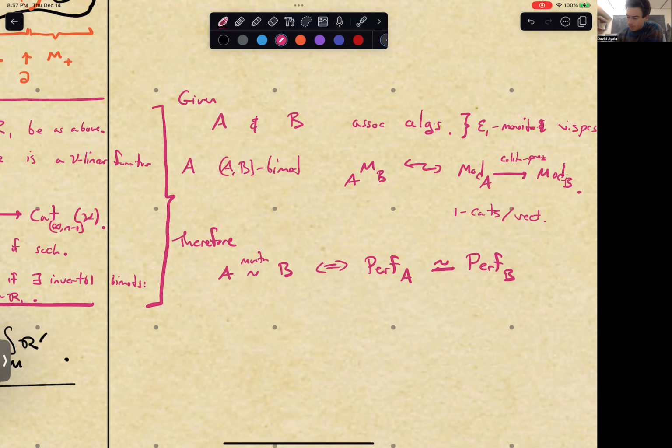So this is kind of like the alpha story, and this is the beta story, which is somehow better. And there's a similar discussion in the higher categorical setting for what perf is and could be and stuff.